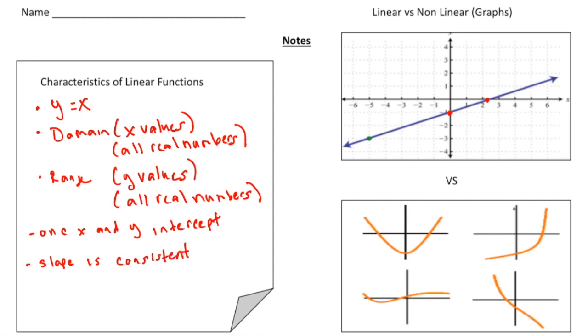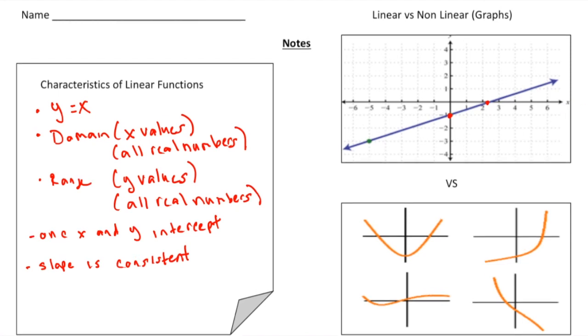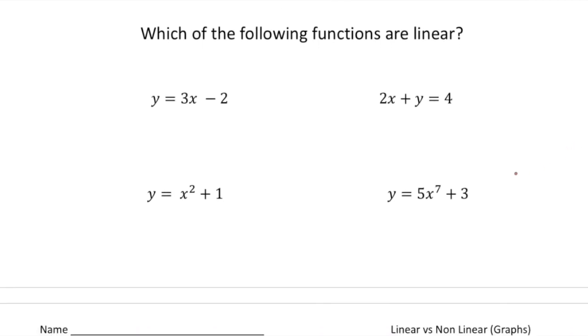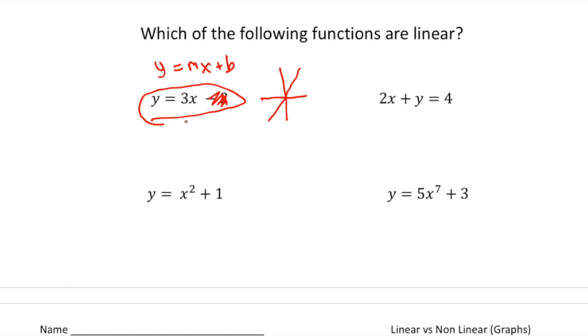If you look at the next page of your notes, it says which of the following functions are linear. The first one, we have y equals 3x plus 2. You know by now that this is written in slope-intercept form, which means this equation is definitely linear. Now let's say if this 2 wasn't here. What that would mean is the graph would go through the origin with a slope of 3.